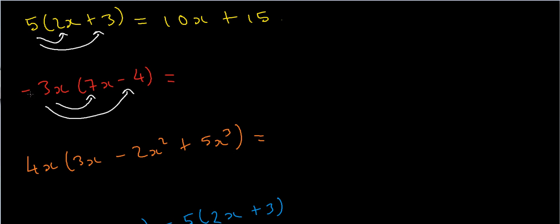So when we do this, we've got minus 3x times 7x. Well, minus 3 times 7 is minus 21. And x times x is x squared. We've also got minus 3x times minus 4. Minus 3 times minus 4 is 12. So this becomes plus 12x.